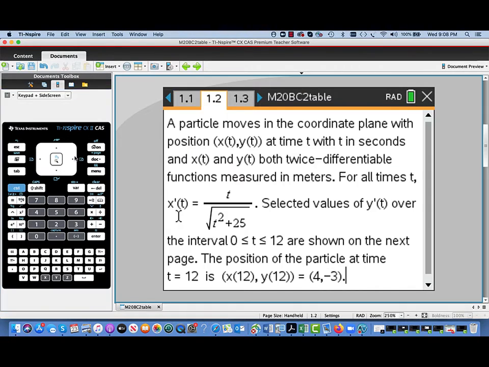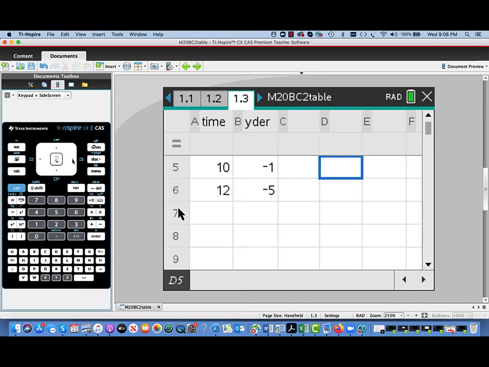Let's take a look. So our context is particle motion in the plane. The position of the particle is given by x of t, y of t. T is measured in seconds. X of t and y of t are twice differentiable functions, and they're measured in meters. We've got an explicit formula for x prime of t, but we only have selected values of y prime of t in a table over the time interval 0 to 12. We're also given that the position of the particle at time t equals 12 is (4, -3).